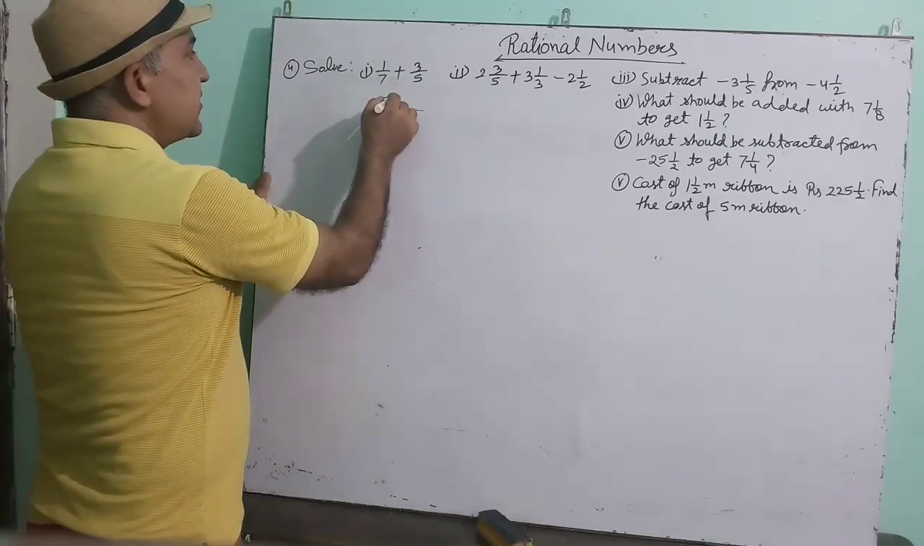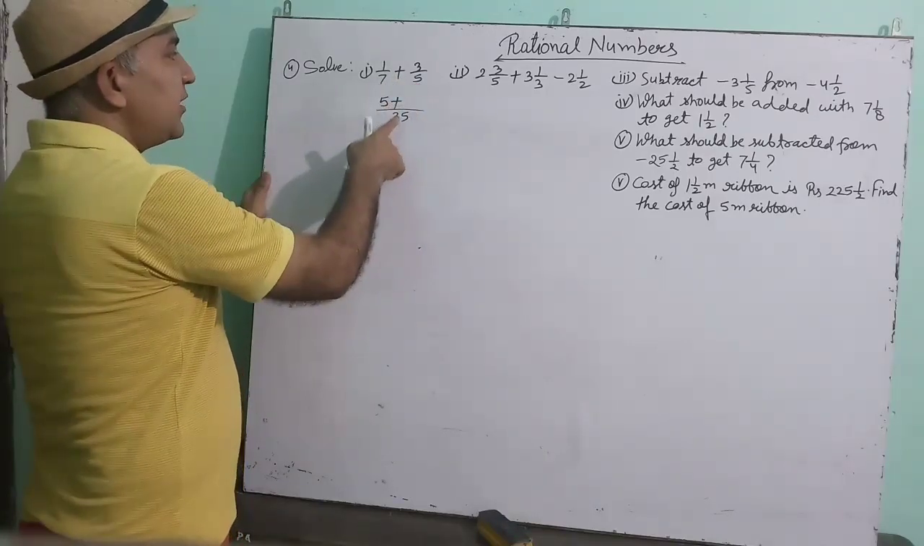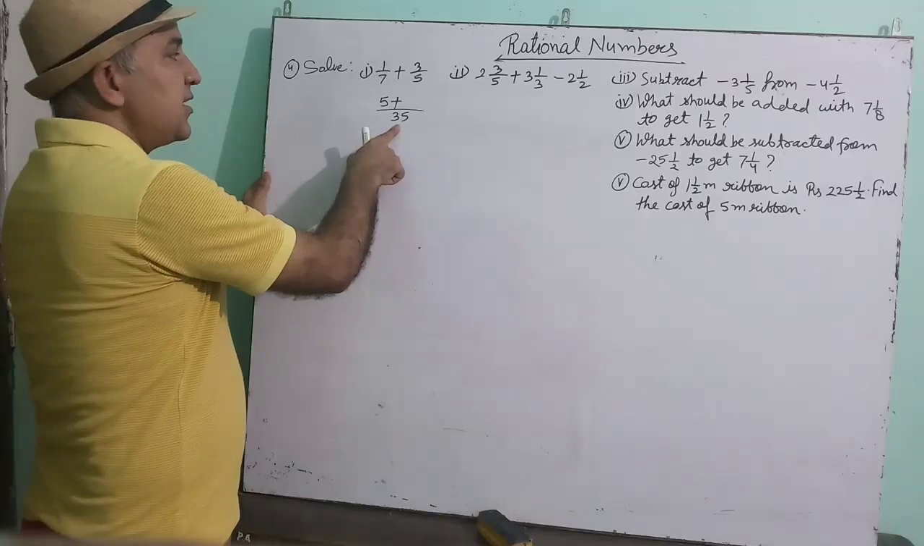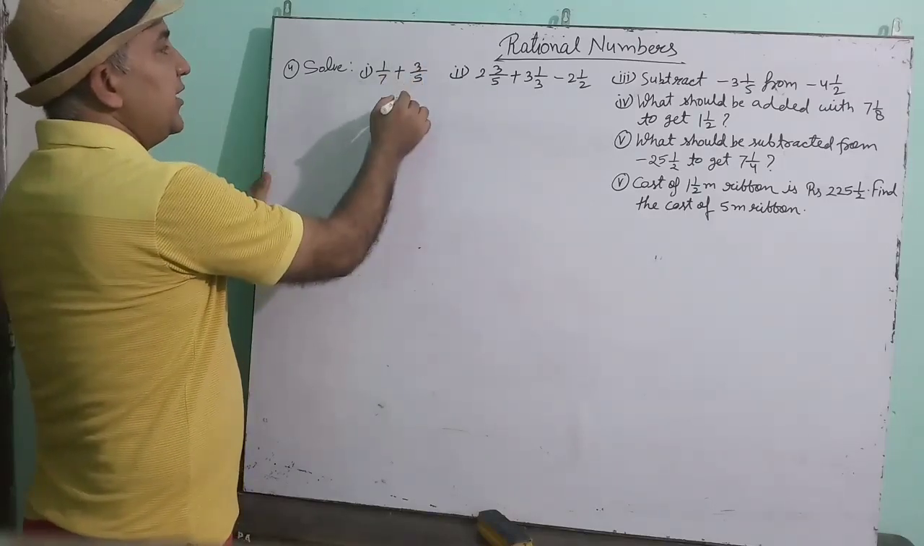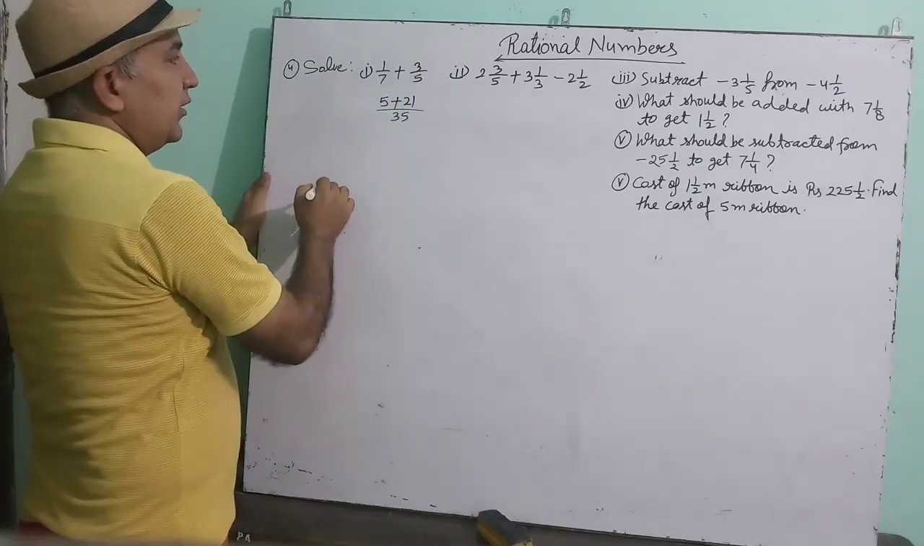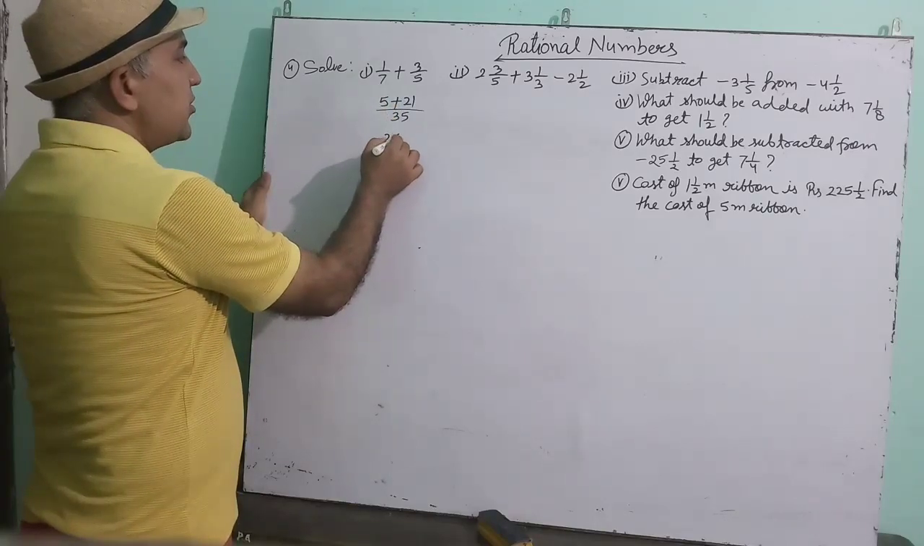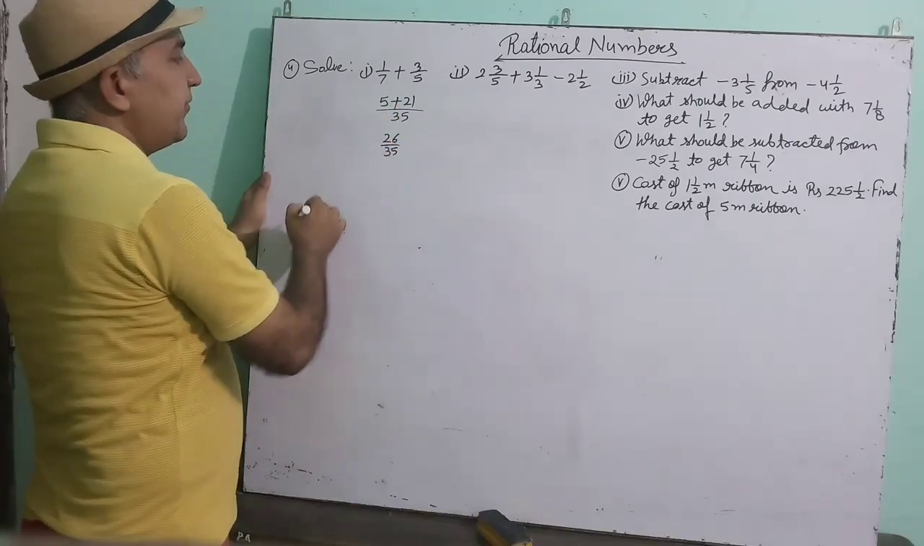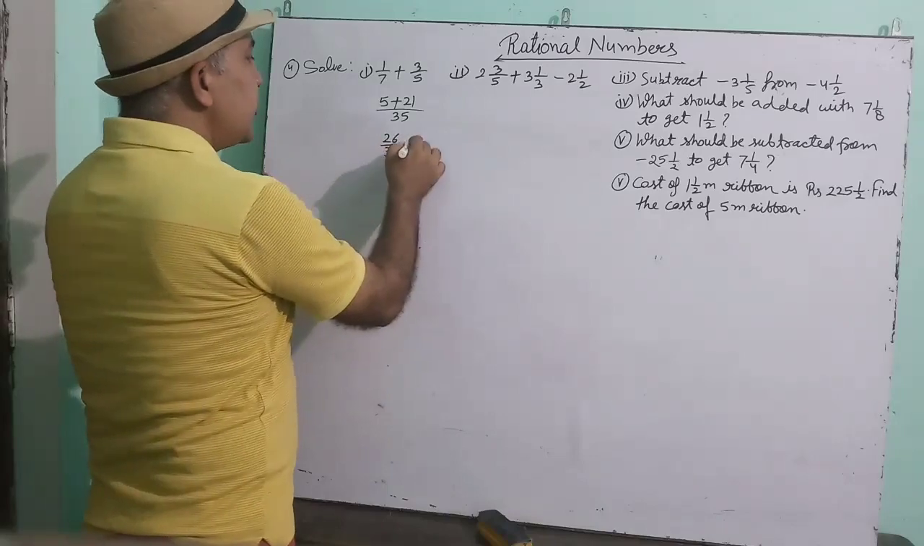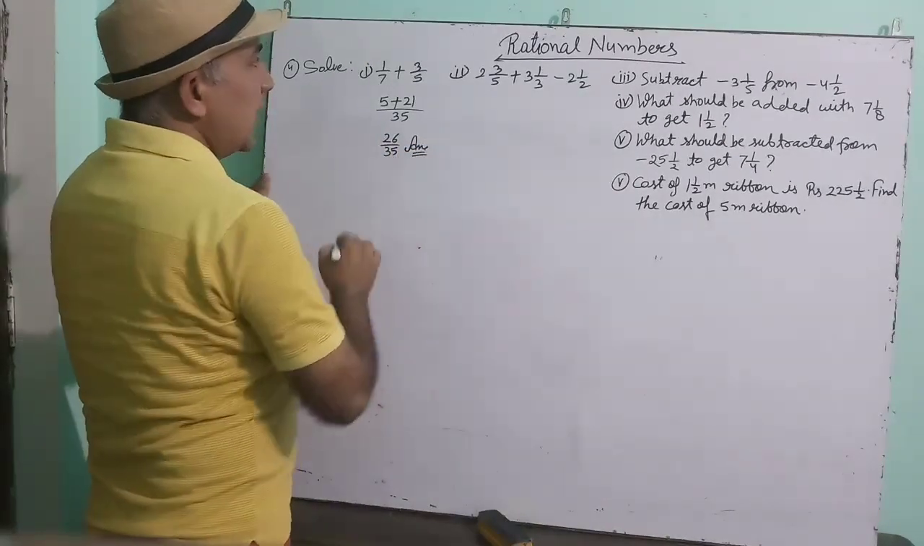Then write down this plus sign here. Now 5 will divide 35, coming 7. 7 is multiplied by numerator 3. 7 into 3 is 21. Now 21 plus 5 is 26 upon 35. Since it is in the lowest term, this will be your answer.